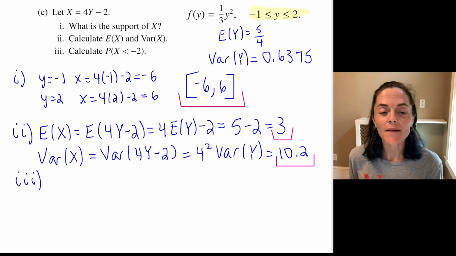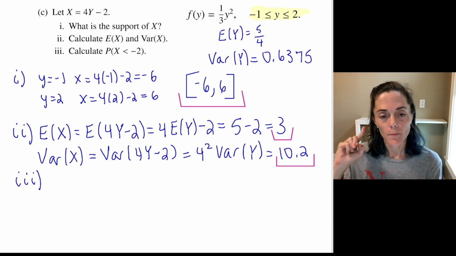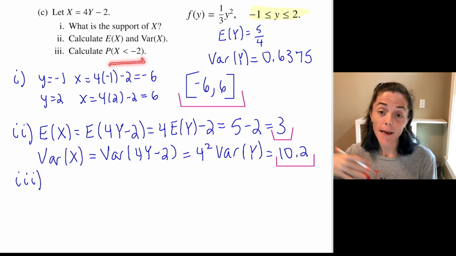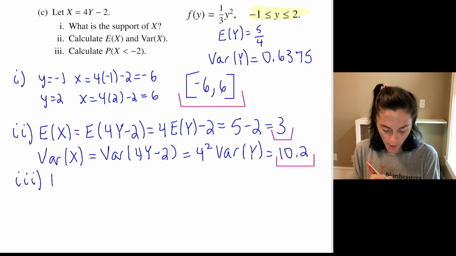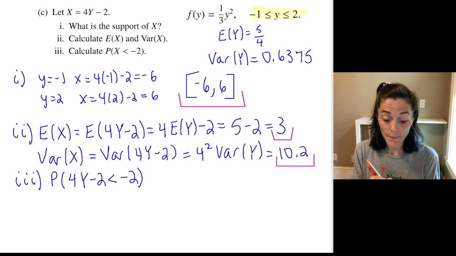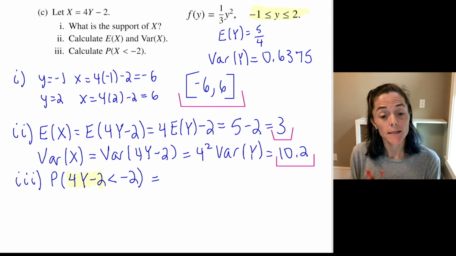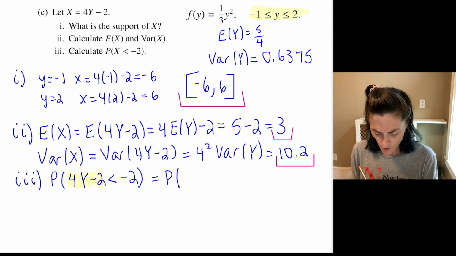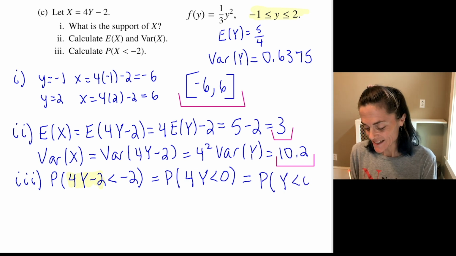The third part, here we have to think a little bit because we do not have a probability density function for x. But we can calculate this probability by going back to capital Y. All right, so what we want is the probability that 4y minus 2 is less than -2, right? Because this is capital X. And now you notice you can just add 2. We get the probability that y is less than 0.